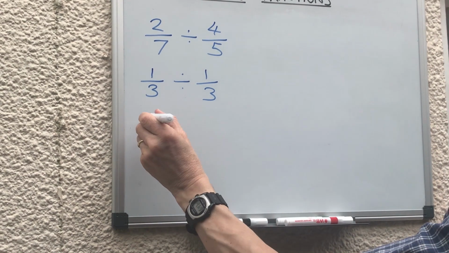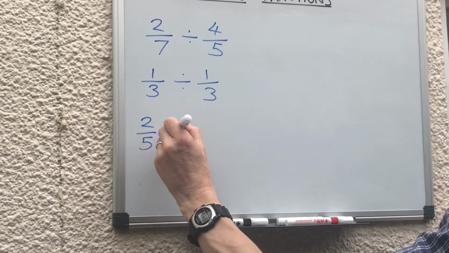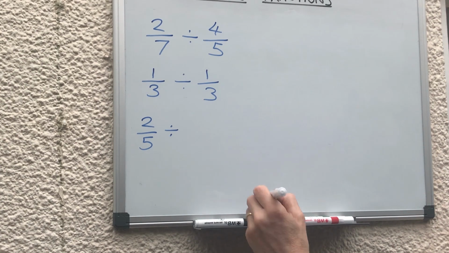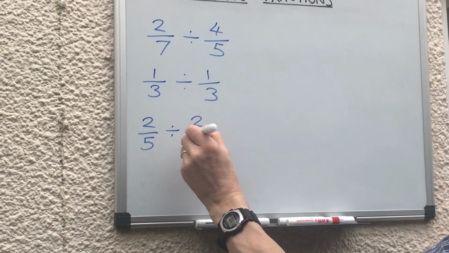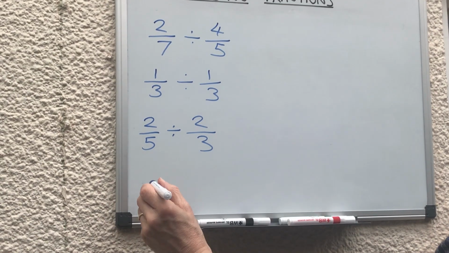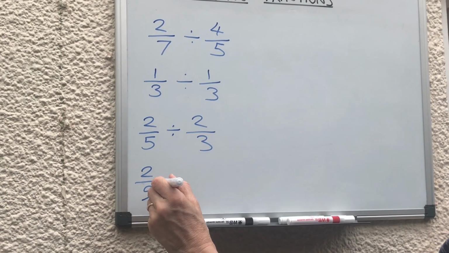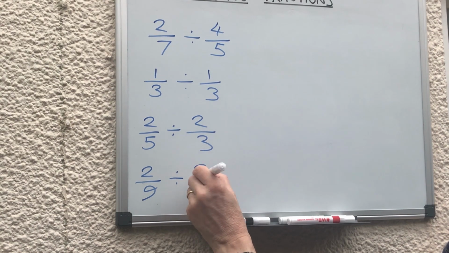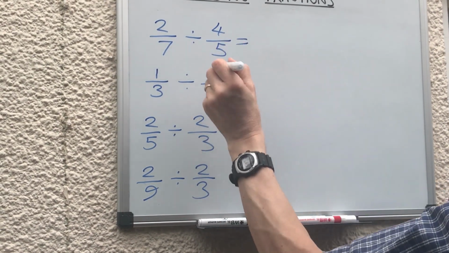Question 3, 2/5 divided by 2/3. And then the last question, 2/9 divided by 2/3.